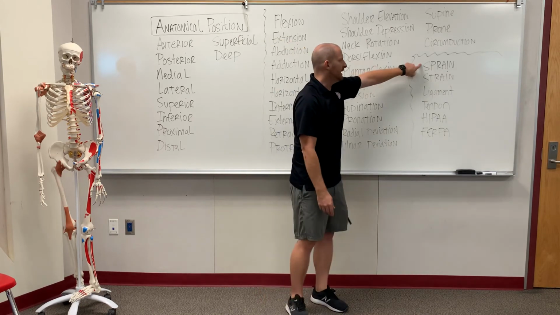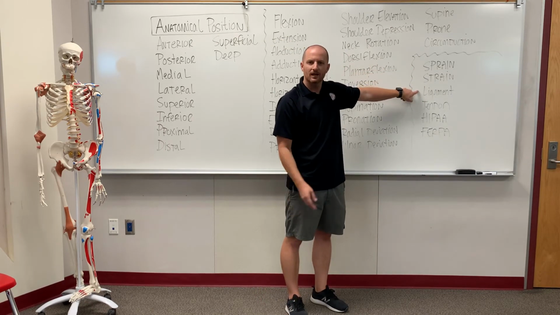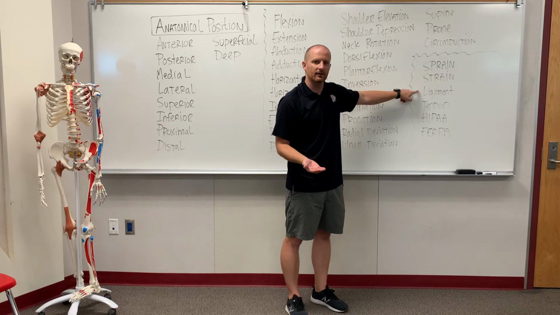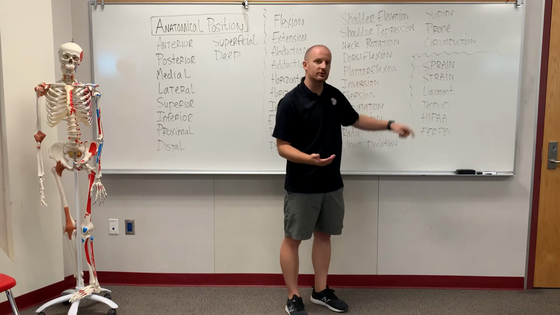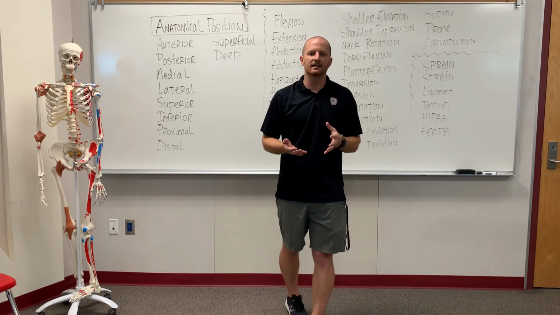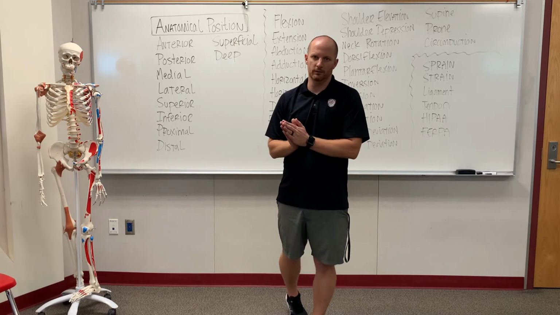So again, a sprain is an injury to a ligament. Ligaments connect two bones together. And a strain is an injury to a tendon, and a tendon connects a muscle to a bone.